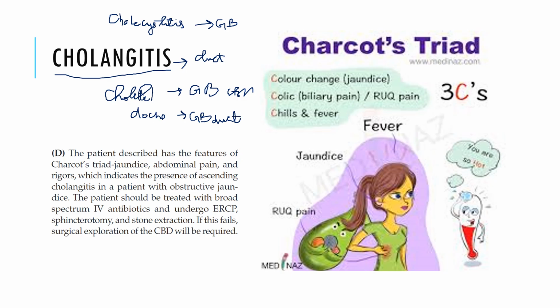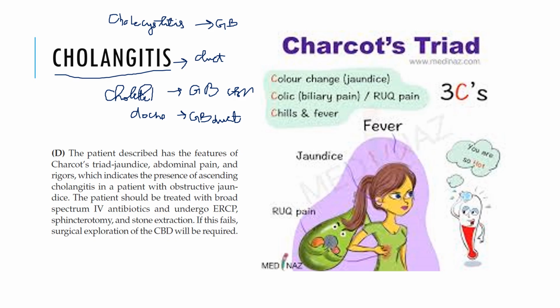So these are the four terms I want you to know. Cholangitis means inflammation of the gallbladder duct. Cholecystitis means inflammation of the gallbladder. Cholelithiasis is gallbladder stone. Choledocholithiasis is stone in the gallbladder duct. Cholangiocarcinoma is carcinoma of gallbladder duct. And choledochal cyst, doco means the duct, so it is cystic dilatation of duct.